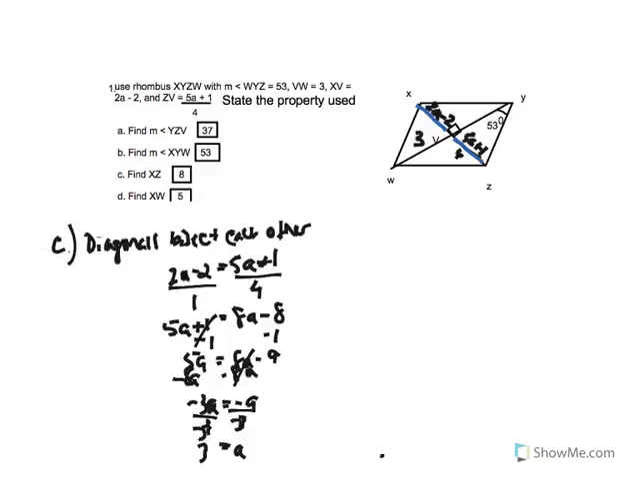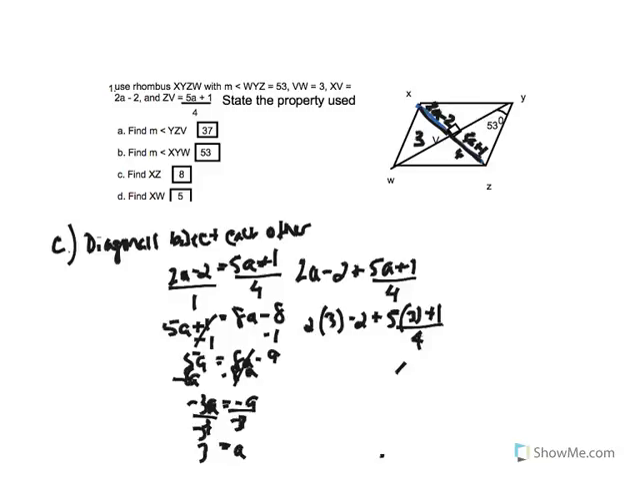So I substitute A back into this part here and this part here and then add it together. So I have 2A minus 2 plus 5A plus 1 over 4. And now I substitute in for A. I do 2 times 3 minus 2 plus 5 times 3 plus 1 over 4. I get 15 plus 1 gives me 16, divided by 4 gives me 4, plus 2 times 3 gives me 6, minus 2 gives me 4. I get 8 here. And this one is 8. Great. So let's do letter A.